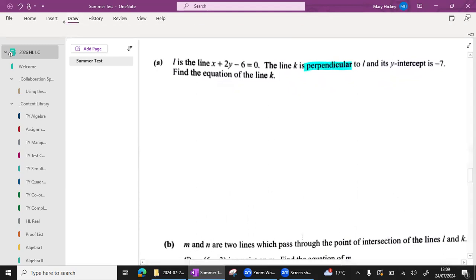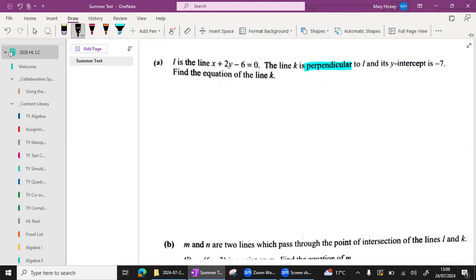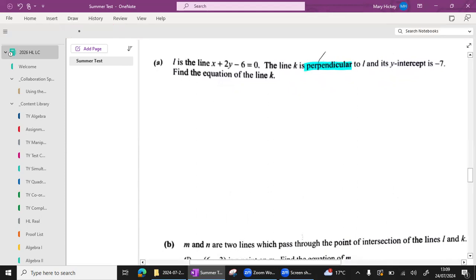Now, if lines are perpendicular, their slopes are different in every way. So the slope is going to be inverted and the sign is opposite. So L is this line, K is perpendicular to L, and its y-intercept is minus 7.